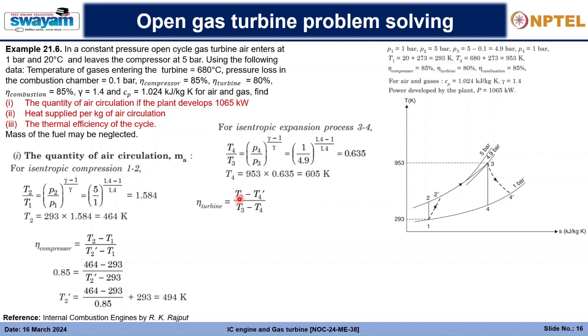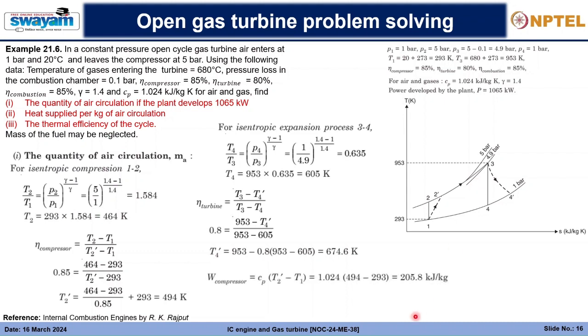Next, we'll use the turbine efficiency and solve for the value of T4 dash, and the T4 dash value we will get as 674.6 Kelvin. Okay, so that's how, if there is a loss of pressure in the combustion chamber, we can utilize this particular loss in this manner. And although the loss is very small, we can see that we can consider 2 dash to 3 as a constant pressure process, because the loss is quite low.